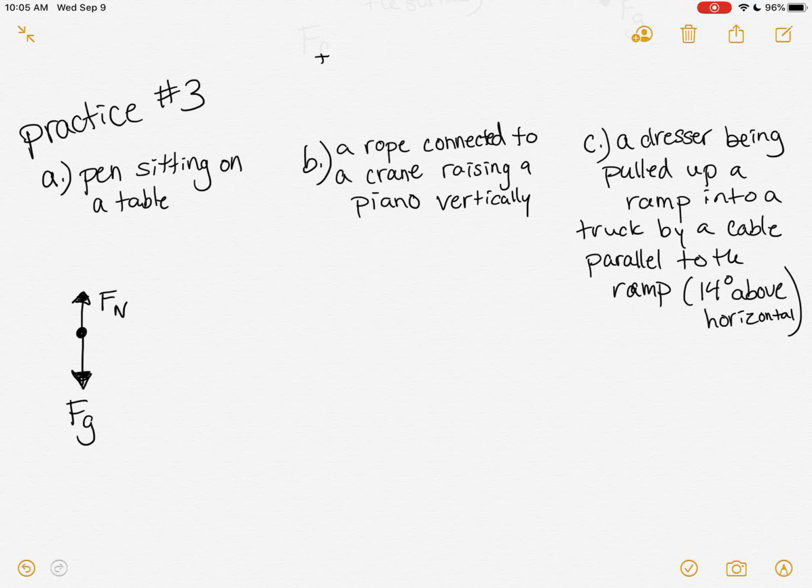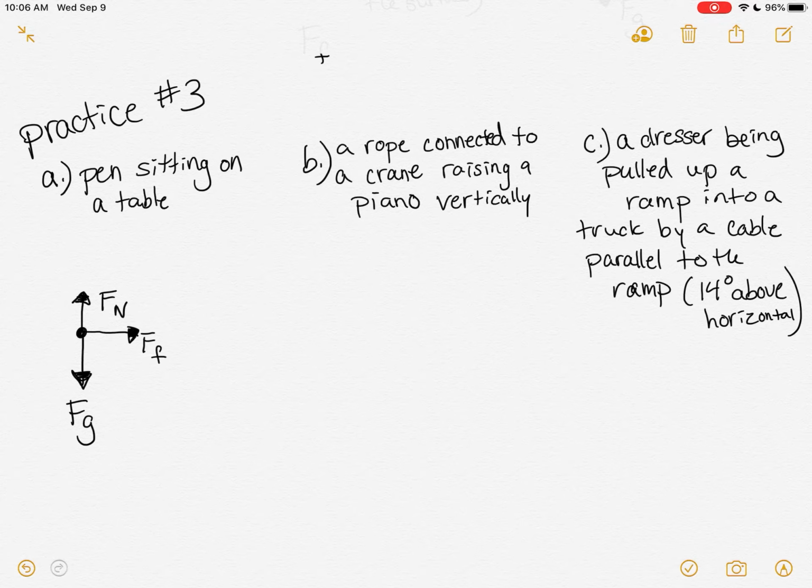But here's where the pen is a tricky one. We're actually going to have a force of friction. Now, this one seems tricky because the pen is not moving. I just want you to trust me on this for now. When objects are stationary, they actually do still have a form of friction, but we're going to learn about that more once we learn a little bit more about our friction forces. So for right now, I just want you to trust me that things that are sitting stationary will still have a form of friction.